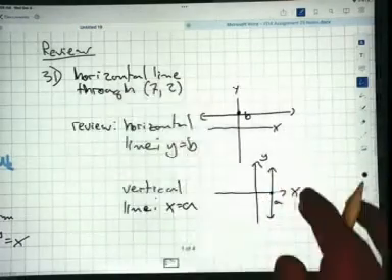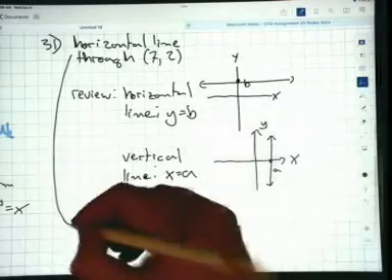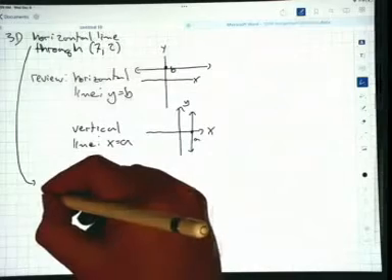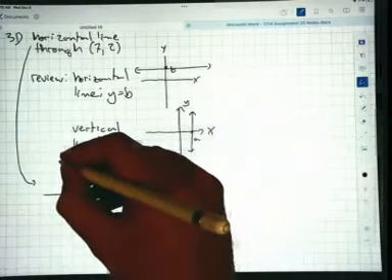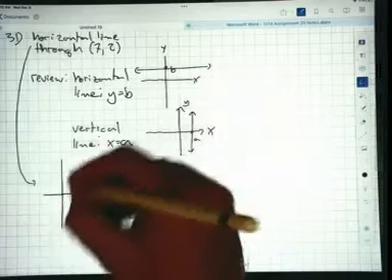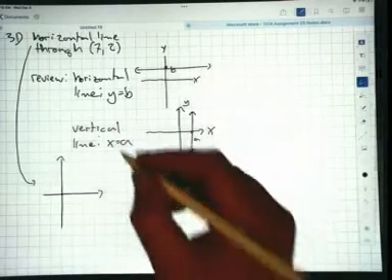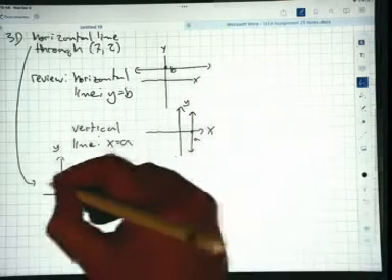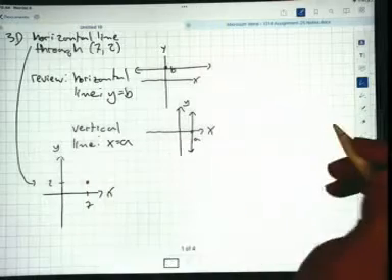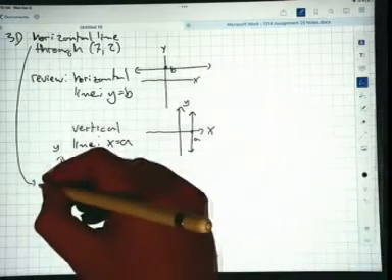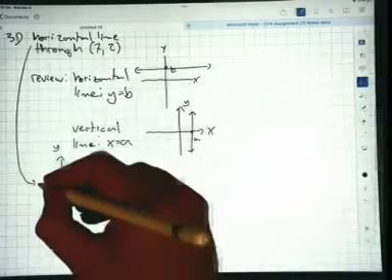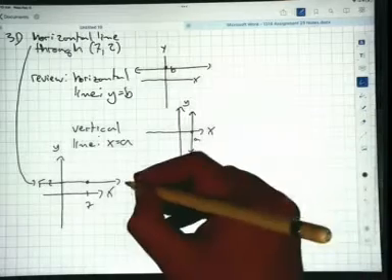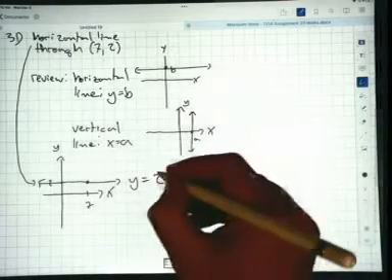So, going back to this problem, what is the horizontal line through 7, 2? Well, I'm a visual person, so if I just plot this real quickly on a coordinate plane, 7, 2 means we go to 7 on the x-axis, 2 on the y-axis. There's the point, and it's a horizontal line through that point. So there's the equation y is equal to 2.